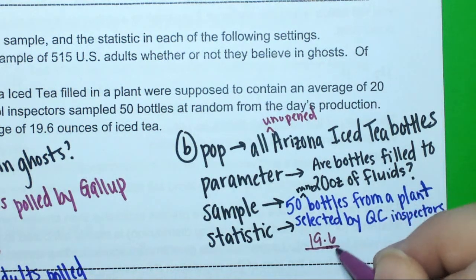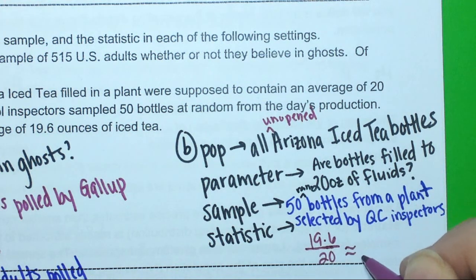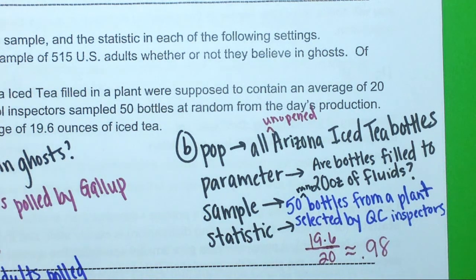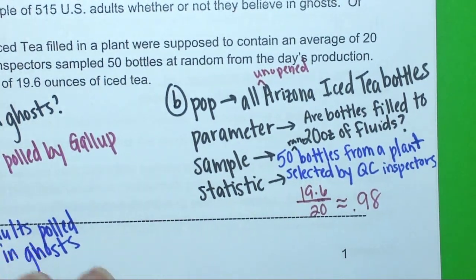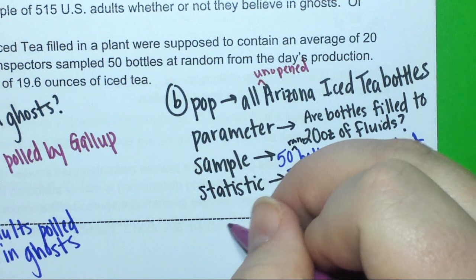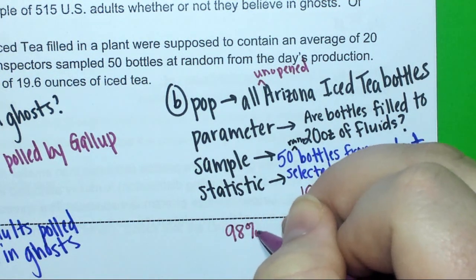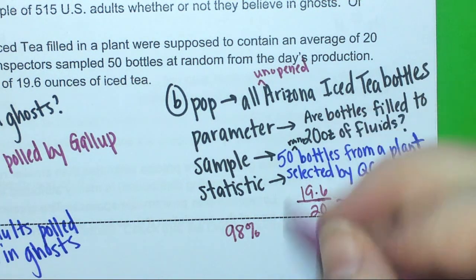That's what I did. 19.6 out of 20. And when I put that in my calculator, I got 0.98. So what does that mean? Bottles are 98% full. I mean, I would say 98% of them are.